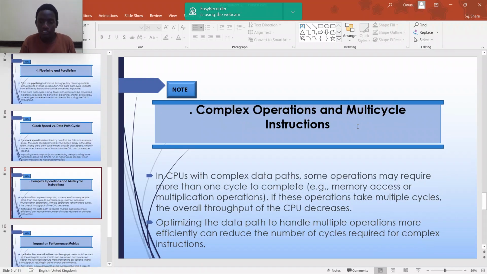Six. Complex operations and multi-cycle instructions. In CPUs with a complex data path, some operations may require more than one cycle to complete. Examples are memory access or multiplication operations. If these operations take multiple cycles, the overall throughput of the CPU decreases. Optimizing the data path to handle multiple operations more efficiently can reduce the number of cycles required for complex instructions.